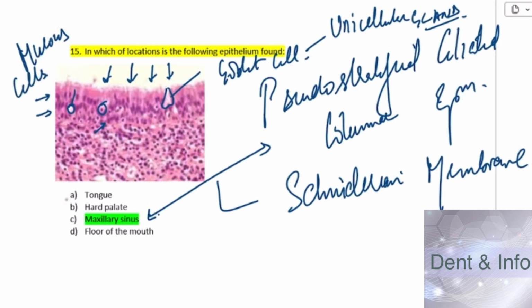Tongue will be stratified squamous, keratinized. Hard palate will also be keratinized. Okay, floor of the mouth will be non-keratinized but stratified squamous. Okay, this is tall columnar cells but pseudostratified ciliated columnar epithelium.